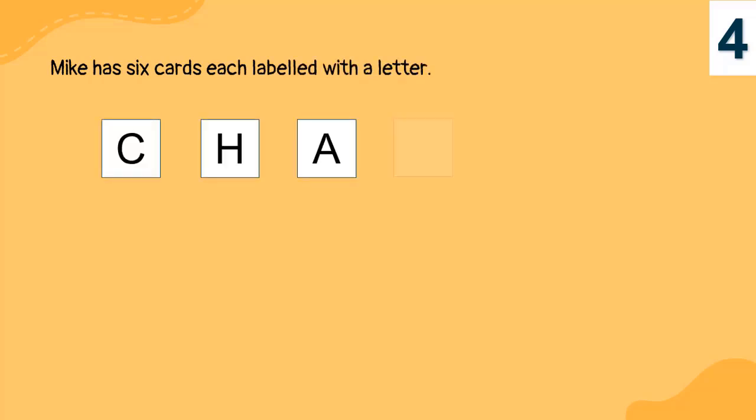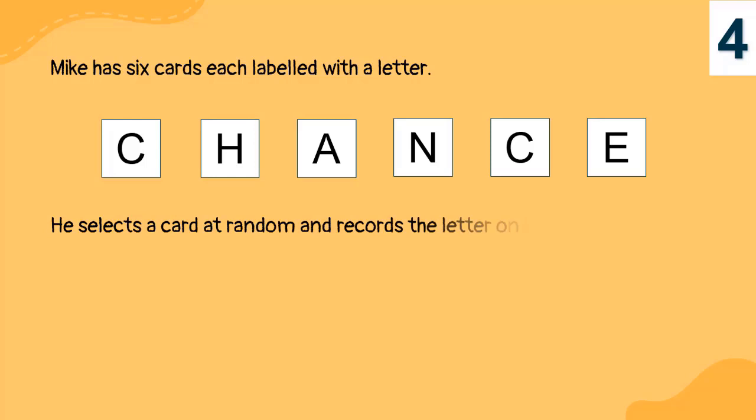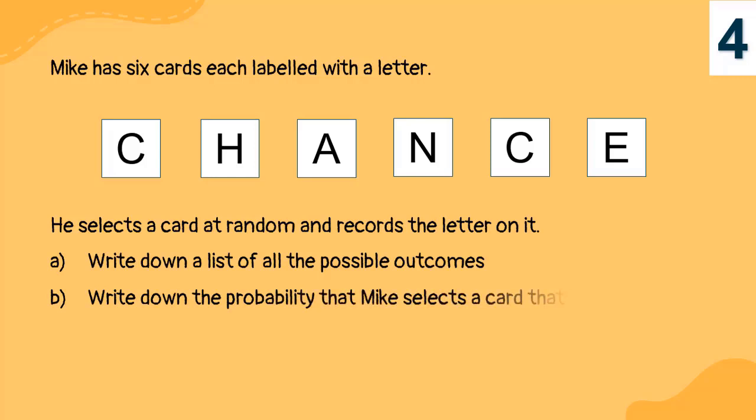Mike has 6 cards, each labeled with a letter. He selects a card at random and records the letter on it. Write down a list of all the possible outcomes. Write down the probability that Mike selects a card that is labeled with the letter C.